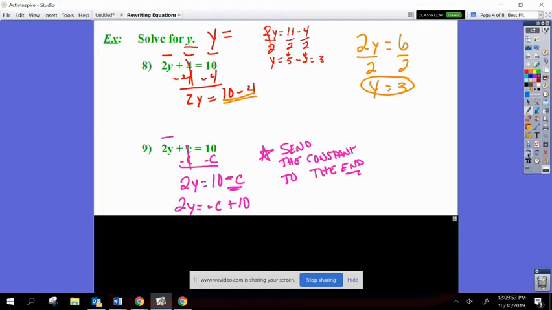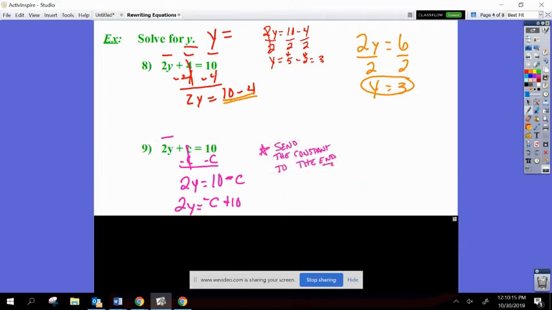So yes, you can switch spots, but you can't just switch it however you want. Like you cannot make this c minus 10 because this would imply that 10 is negative, which it isn't. So if you switch them and send the 10 to the end, 10 is positive, c is negative. All right. At this stage, I still have 2y equals negative c plus 10.